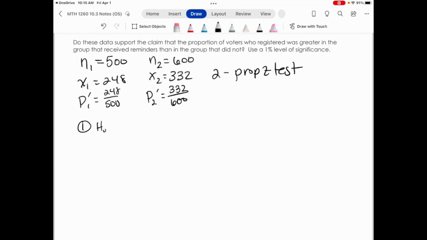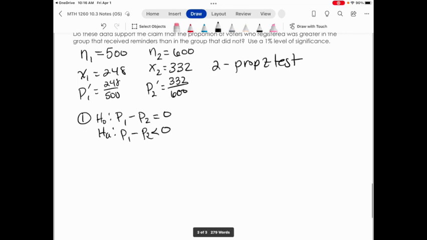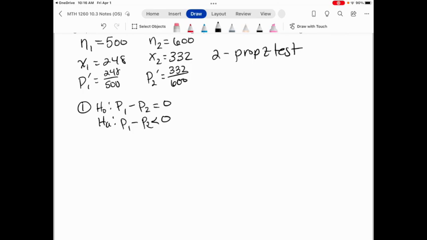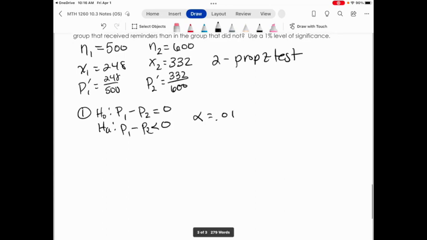Our hypothesis for the null is going to be that P1 minus P2 is equal to 0. And then for the alternative, we're going to say P1 minus P2 is greater than 0 because we're looking to see if the group 2 registration proportion is bigger than P1, which would mean when I subtract them, whoops, I wrote that backwards. When I subtract them, it's going to be negative. All right, and then we're doing this at the 0.01 level of significance.